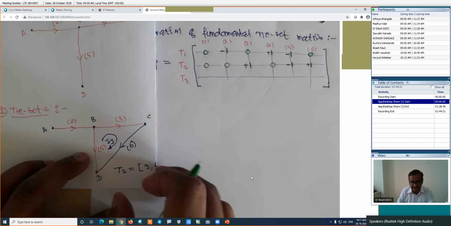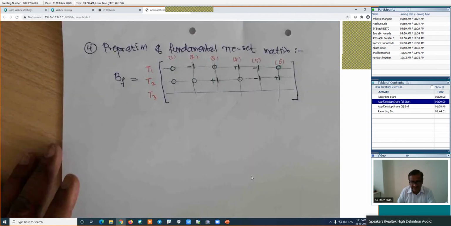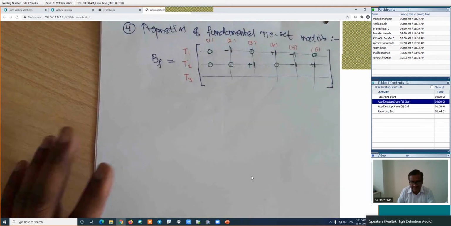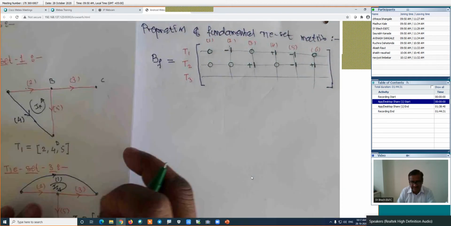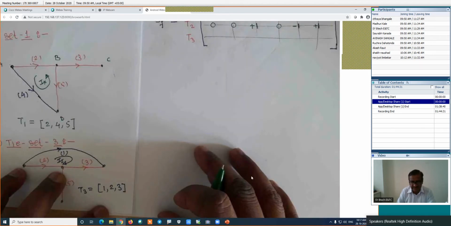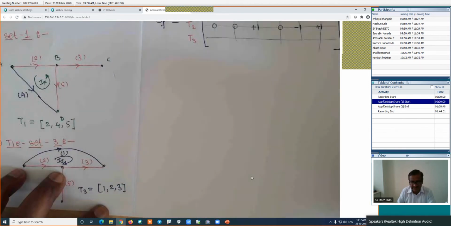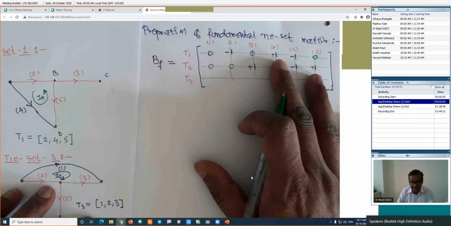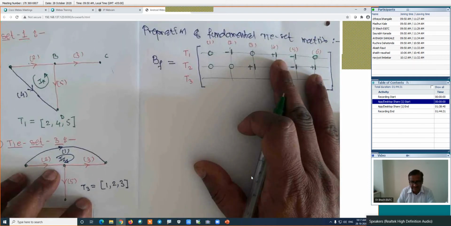Similarly, if I come to Triset number 3, which is here, this is the 3rd Triset.